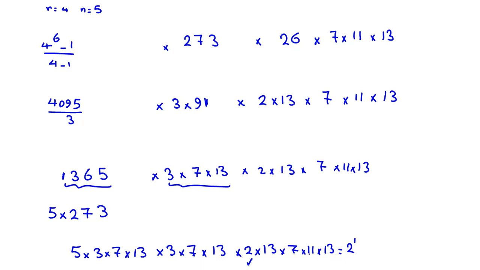We've finished this. Times 3: we have 2 threes, so 3 squared. Okay? Now let's consider 5. We have 5 to the power of 1. Now let's check 7. We have 7, 3 sevens, so 7 cubed. The next one, 11. We have 1 eleven, so 11 to the power of 1. And 13: 1, 2, 3, 4 thirteens, so 13 to the power of 4.